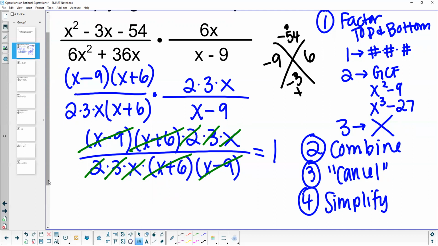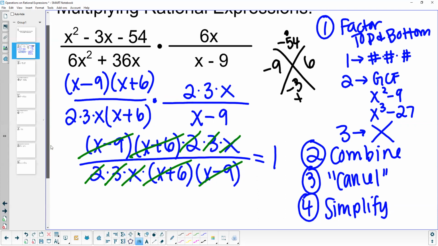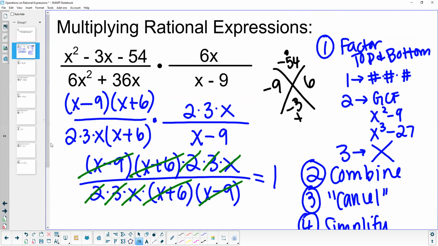Whatever is left on top stays on top. Whatever's left on bottom stays on bottom. If everything gets canceled on either the top or the bottom, then we write a 1 there. In this case, where everything got canceled on the top and the bottom, we know that it's just equal to 1. And that is the process that we follow to multiply rational expressions.